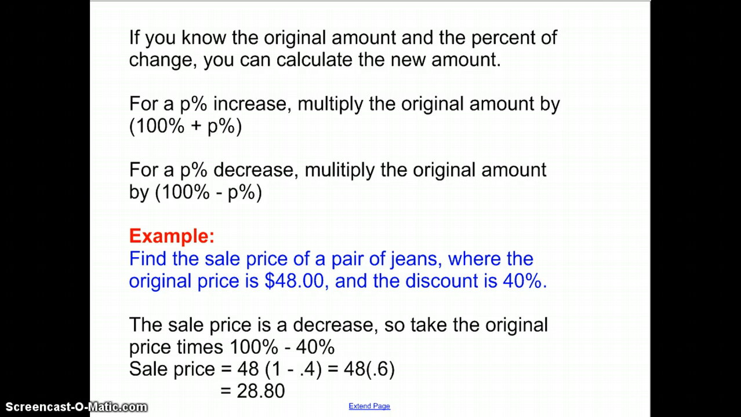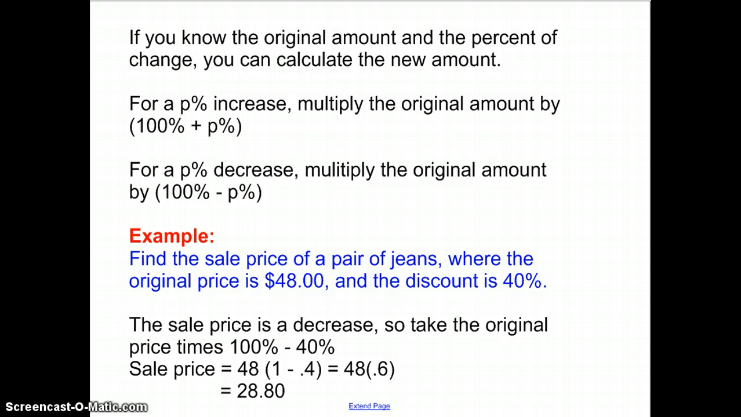Now if you know the original amount and the percent of change, you can calculate the new amount. So for a percent increase, you multiply the original amount by 100% plus the percent it increases. And for a percent decrease, you multiply the original amount by 100% minus the percent decrease. So here's a really simple example, okay? And you'll probably run into this all the time in real life.